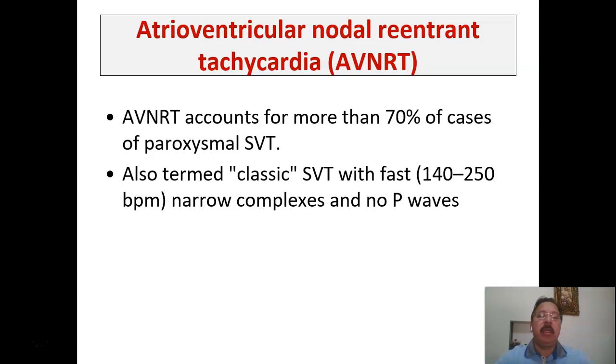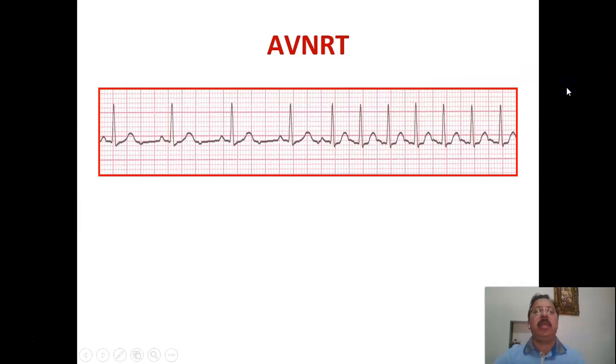So another mechanism of supraventricular tachycardias that are narrow complex is atrioventricular nodal reentrant tachycardia. And this type of tachycardia accounts for more than 70% of cases of paroxysmal supraventricular tachycardia. It's also known as classical SVT, where the heart rate will be from 140 to 250 beats per minute, and QRS complexes shall be narrow and there are no P waves. Look at this ECG.